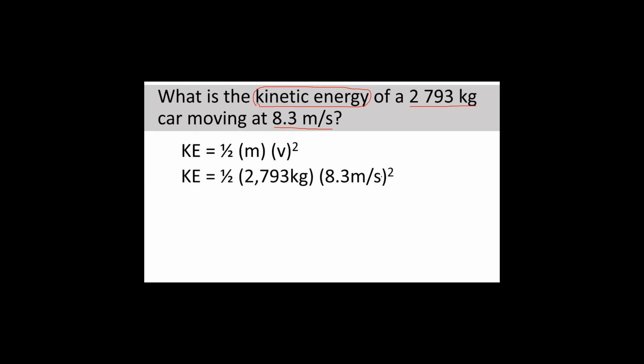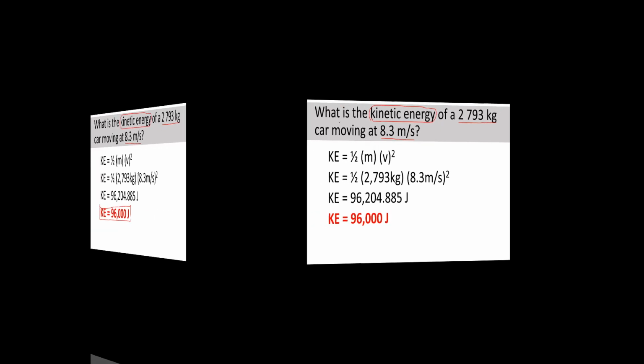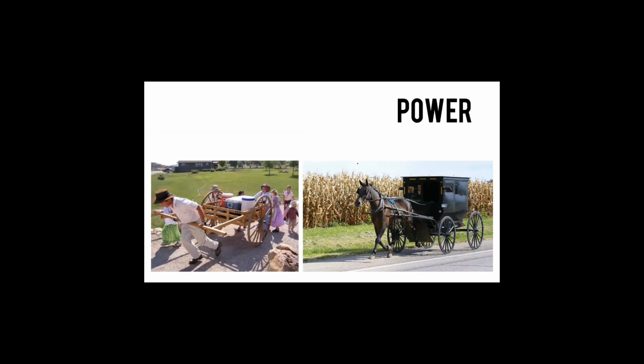Okay, so 8.3 squared times 2,793 times 1/2 is equal to 96,204.885 joules. Since the least number of significant figures we have is only 2, we round this to 2 significant figures, which is equal to 96,000 joules of energy. So now let's proceed with power. Power has a unit of watts. So the unit of power is watts.